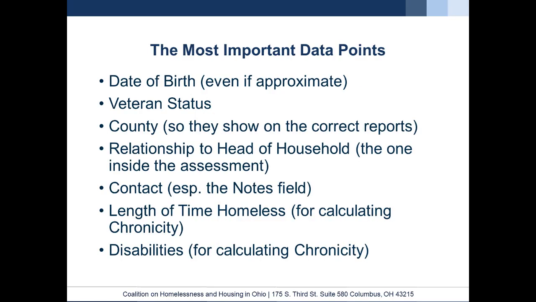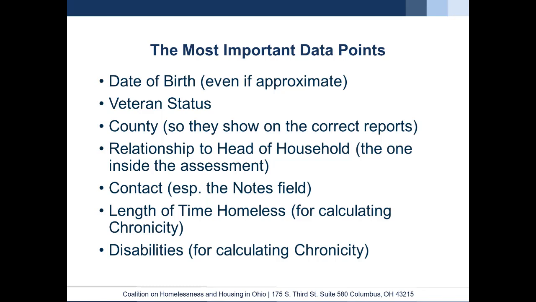Okay, so to the most important data points. So basically, if you can get a date of birth, that's pretty important, even if it's approximate, because we want to categorize people as to whether or not they are children, or youth, or adults, and if they're in families and what that configuration is.